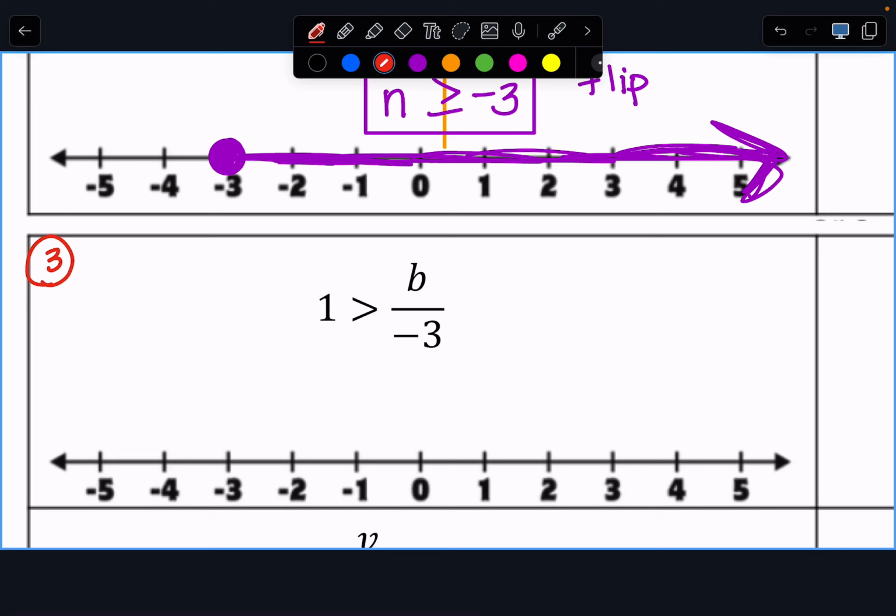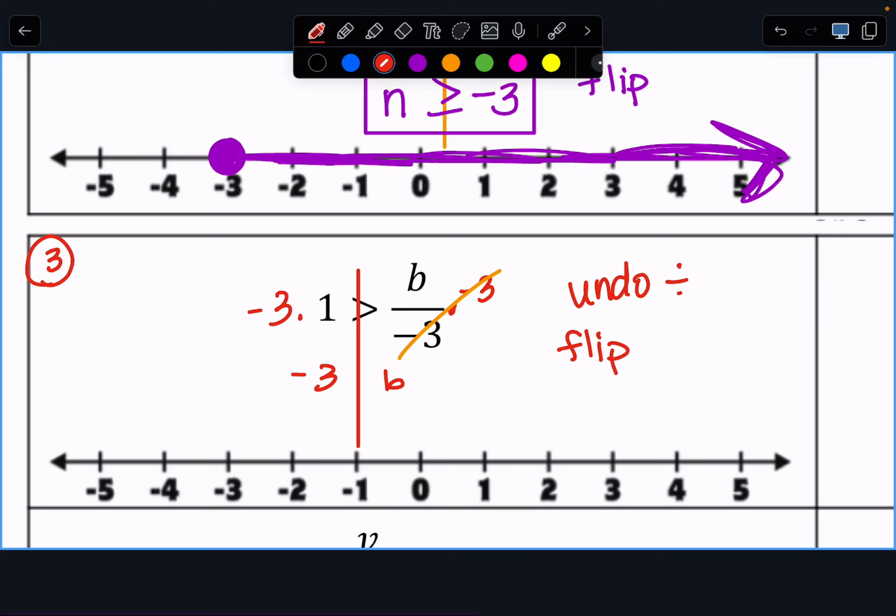So first, -3 is connected to B by what operation? Division. So we need to undo division by multiplying both sides by -3. Those are going to undo each other. We have B and -3. Notice how I still have B on the right side. I haven't moved it yet. But we multiplied by a negative number, so we have to flip our sign. Okay?